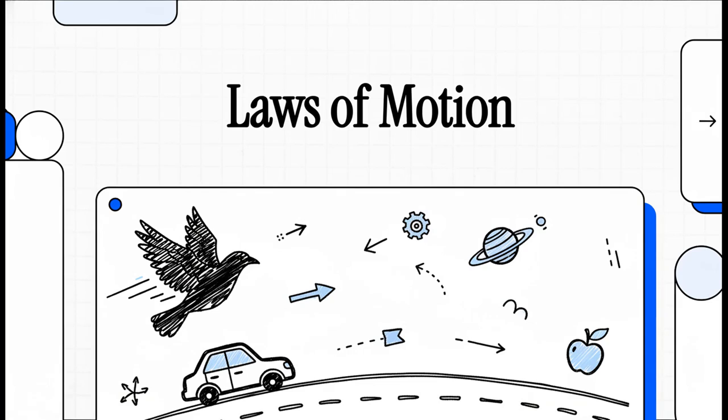Welcome to The Explainer. Today, we're jumping right into the core of physics to get a handle on something we see all day, every day, but maybe don't think about too much: motion. We're going to break down the basic rules that control how everything moves, from a bird flying around to a car driving down the street.